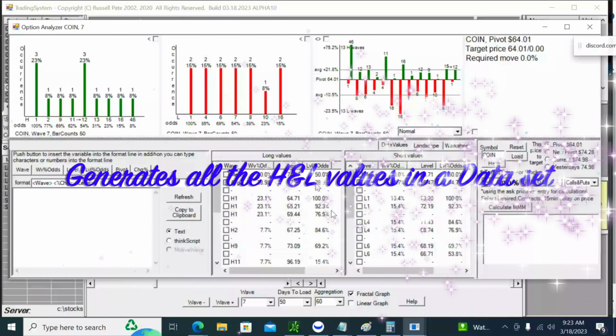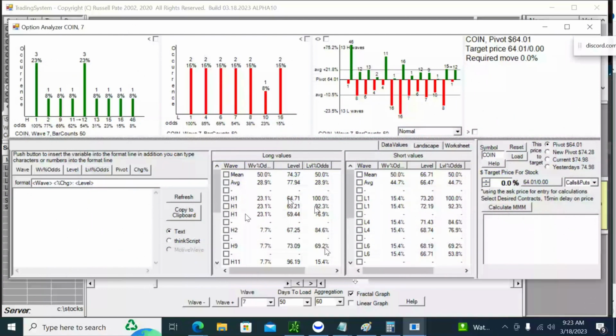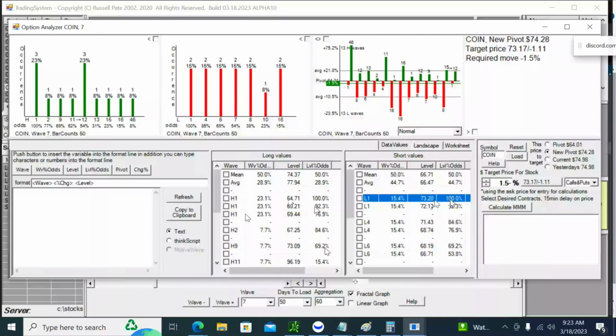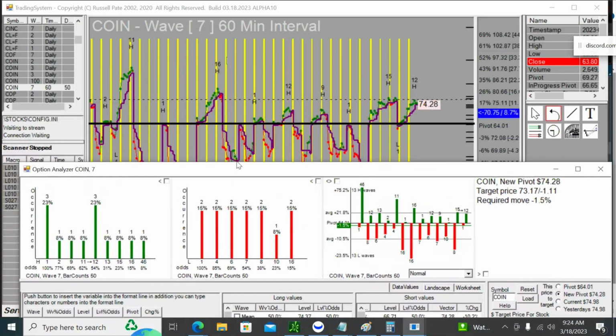Now we can come in here and see, on the short side, if we go to an L1, that when we turn short, there's a 100% chance we'll hit 73.20. There's a 92.3% chance we'll hit 72.19, an 84.6% chance of 71.43. So it gives us our probabilities. And there's statistics, it's based on this going up and down.